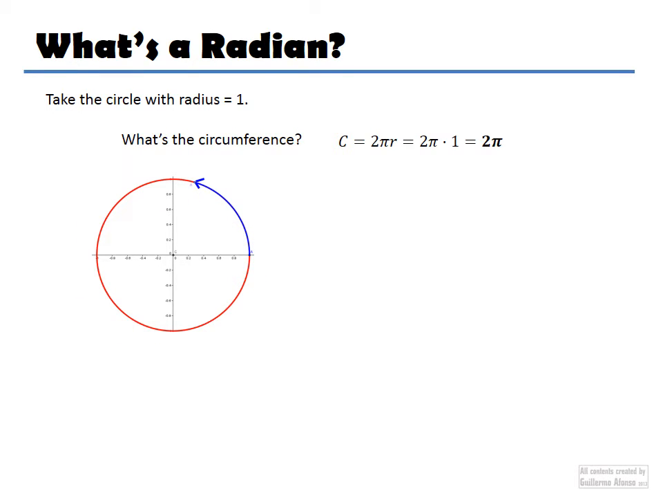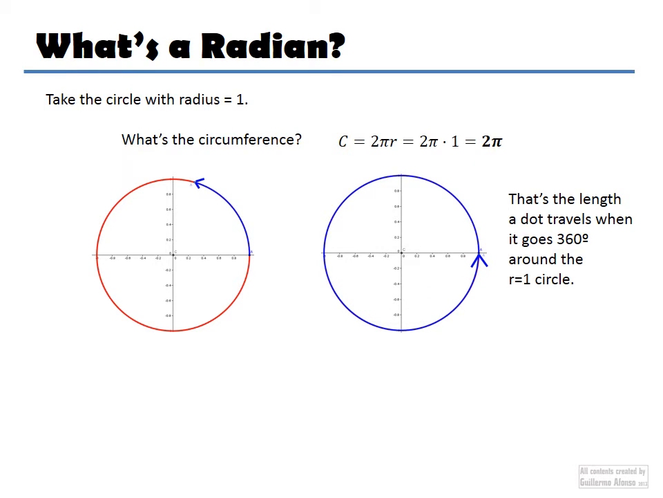Now, imagine you're a dot here, and you start traveling around. If I'm here, how much have I traveled? I've traveled this length here, which is a quarter of the perimeter. A quarter of this perimeter is how much I've traveled. And if I traveled the whole way around, how much have I traveled? I've traveled 2 pi. So the length a dot travels when it goes 360 degrees around the radius one circle is 2 pi.